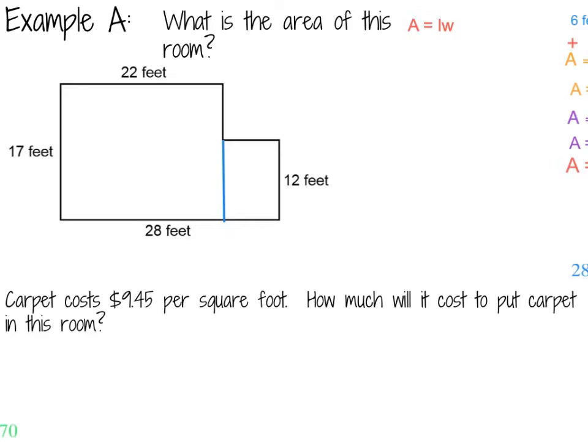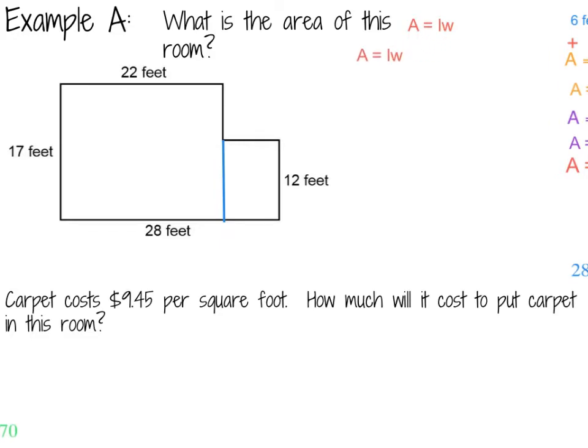Now this problem has another question to it, which says the carpet costs $9.45 per square foot. How much will it cost to put carpet in this room? So once we're done finding the area of this room, we have to complete the second part of the problem, which tells us to figure out how much the cost of the carpet will be. So let's start with our first rectangle.